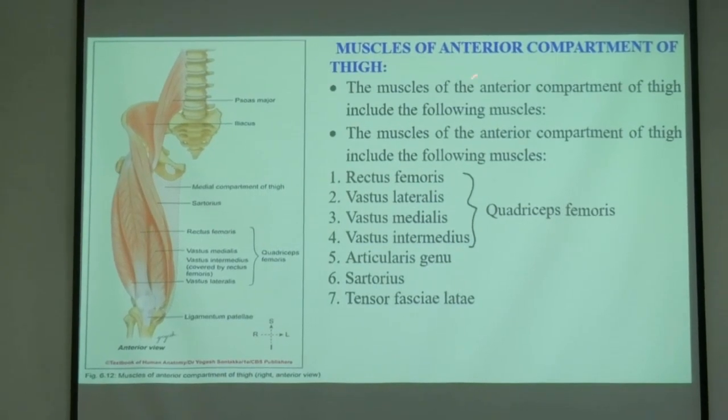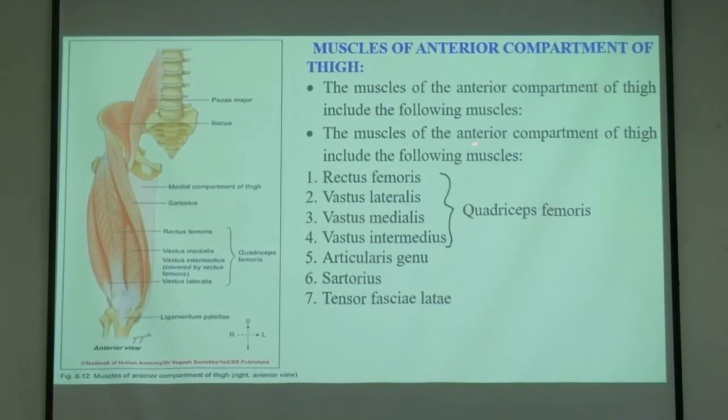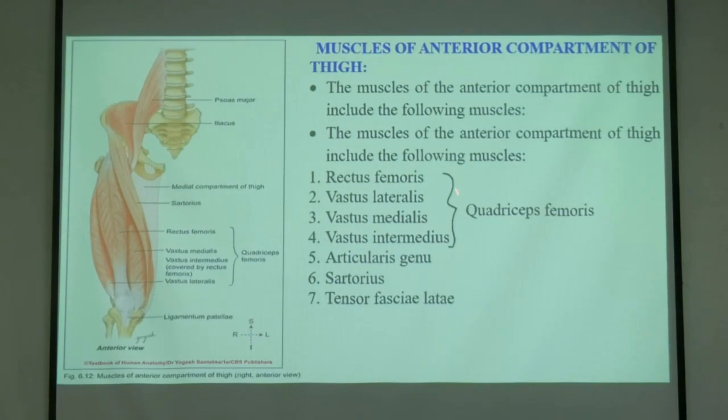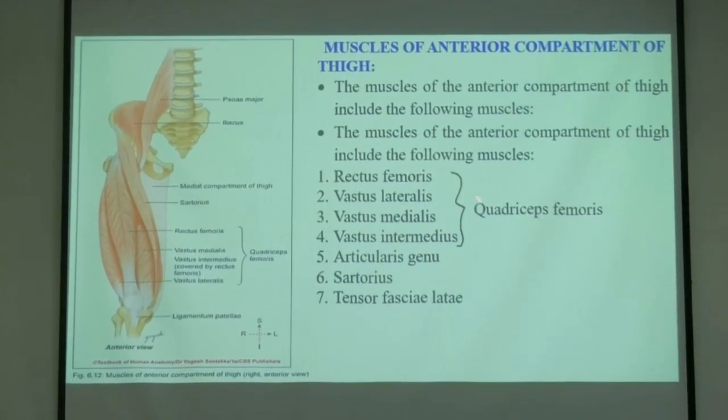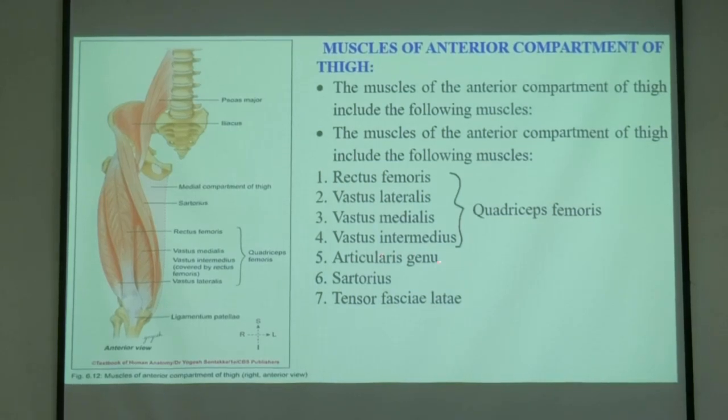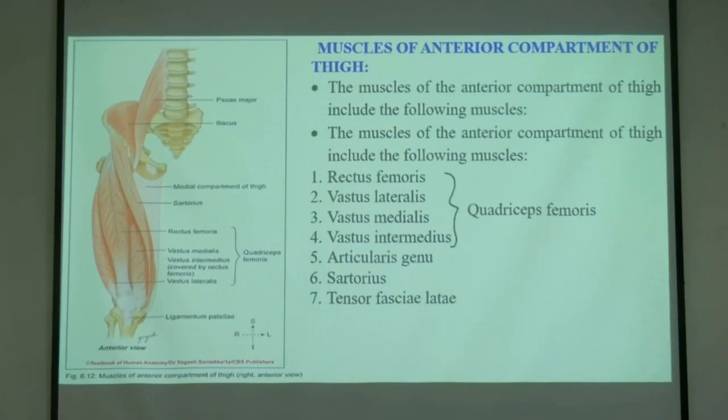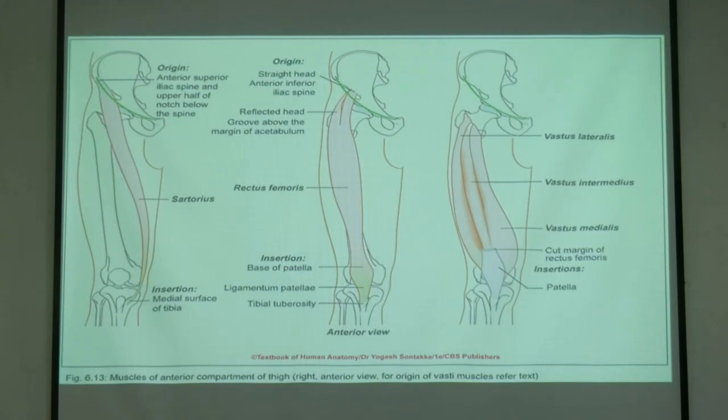See, these are the muscles. These four muscles together, rectus femoris, vastus lateralis, vastus medialis and vastus intermedius, are called quadriceps femoris. Within the tendon of this quadriceps femoris, the patella develops. Patella is the largest sesamoid bone. Other muscles are articularis genu, sartorius and tensor fasciae latae. Now we will discuss the origin, insertion, action and nerve supply of all these muscles.